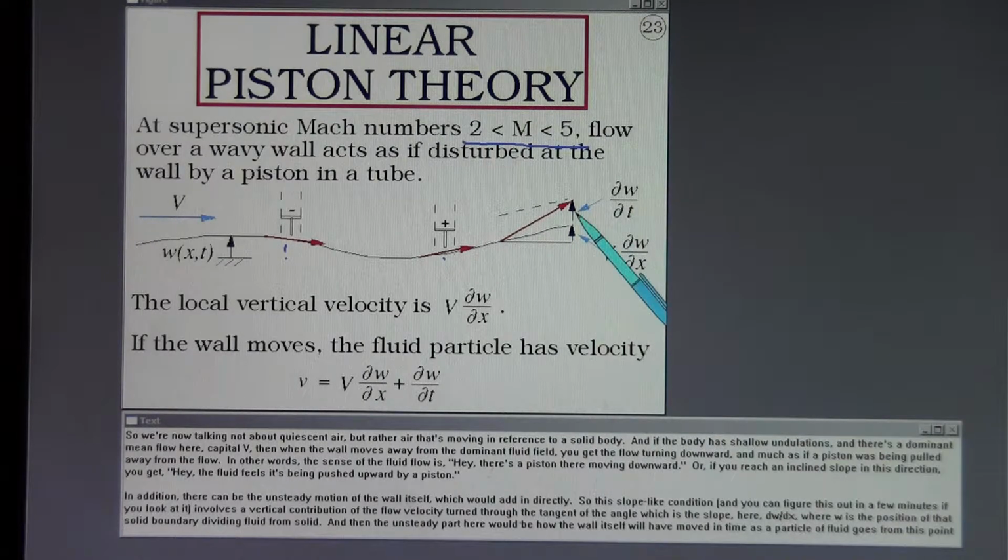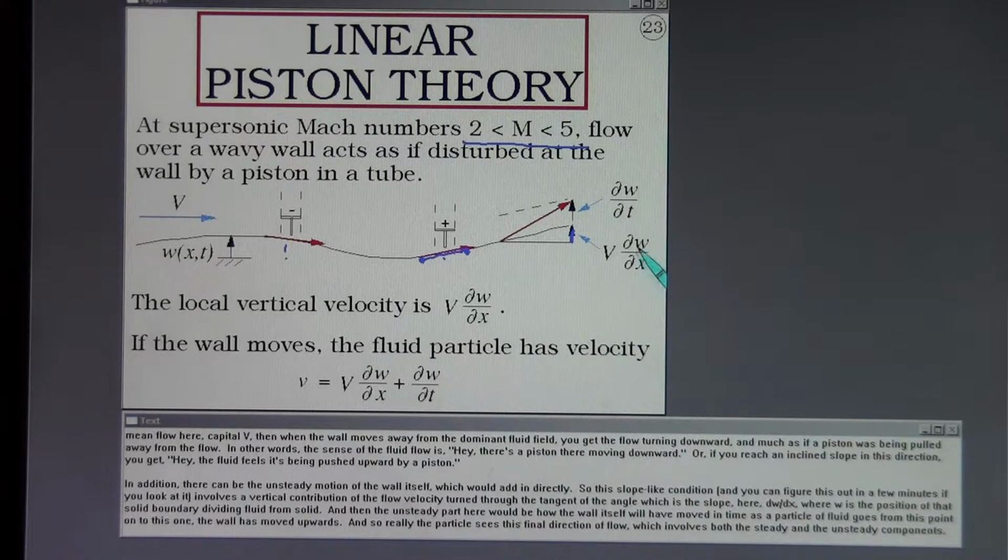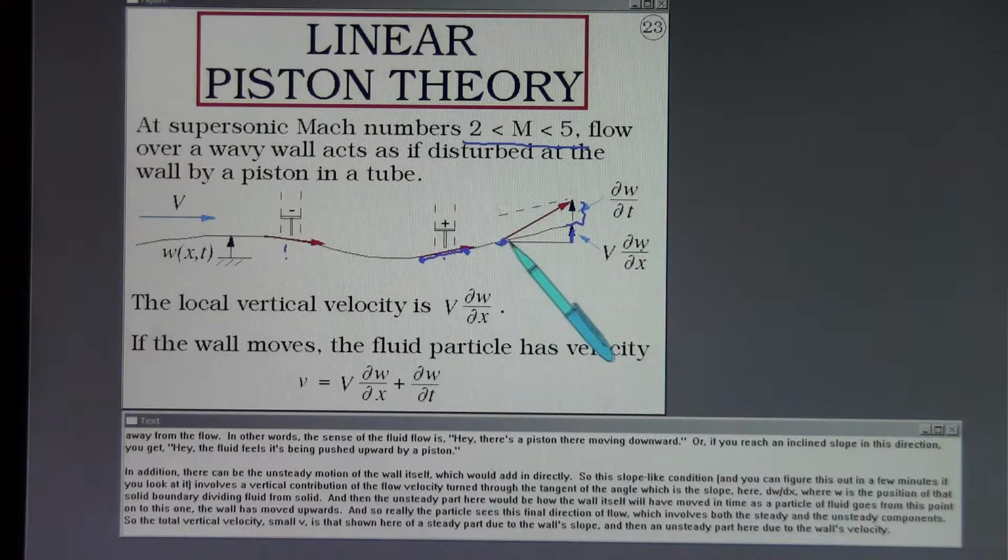So this slope-like condition, and you can figure this out in a few minutes if you look at it, involves a vertical contribution of the flow velocity turned through the tangent of the angle, which is the slope here, dw/dx, where w is the position of that solid boundary dividing fluid from solid. And then the unsteady part would be how the wall itself will have moved in time as a particle of fluid goes from this point on to this one. The wall has moved upwards, and so really the particle sees this final direction of flow, which involves both the steady and the unsteady components.